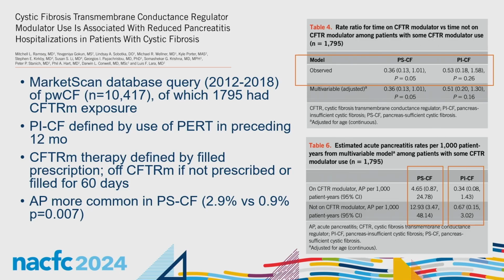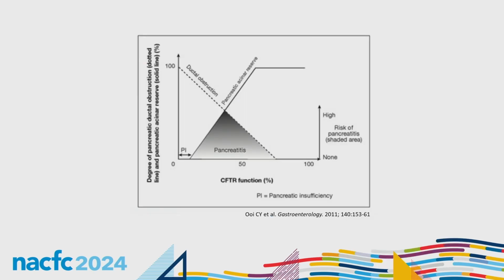Now, we know the incidence of acute pancreatitis is low to begin with in pancreatic insufficient CF, but even here they saw an improvement from 0.67 down to 0.34 per 1,000 years with modulator use. So to summarize, there are case reports of pancreatitis occurring with modulator use, and also quite a few larger case series showing improvement in pancreatitis frequency with modulator use.